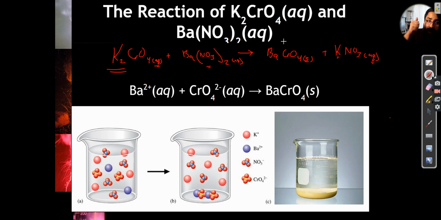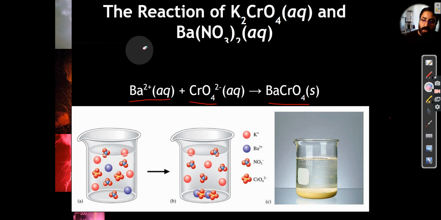Anything in group 1, H, Li, Na, K, etc., all of them are aqueous always. Whenever there's NO3, aqueous always. So barium chromate is the only thing that formed a reaction, and that started with barium and chromate, and it made a solid. So that's the real reaction, okay? It's the real reaction. The spectator ions were potassium and nitrate. Just keep that in mind.